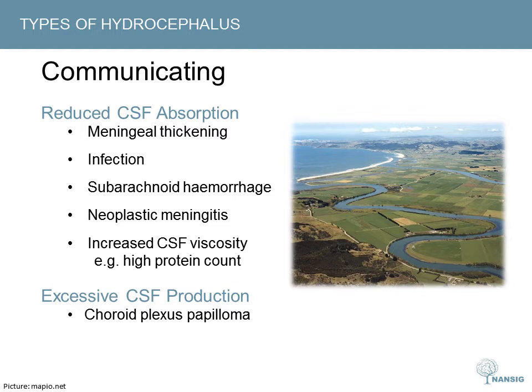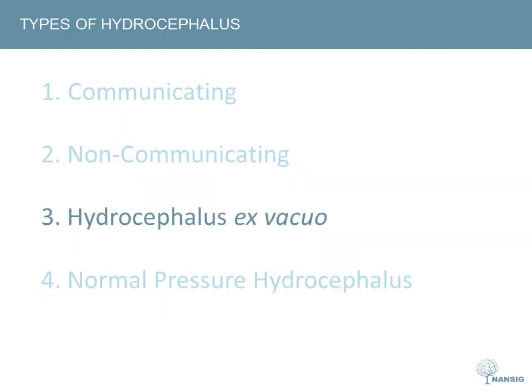The third type of hydrocephalus is called hydrocephalus ex vacuo, and this is where the CSF pressure is normal. It occurs following acquired brain injury such as stroke or traumatic injury, as the ventricles enlarge to compensate for the loss of brain tissue.